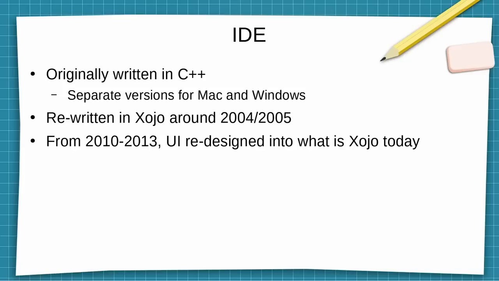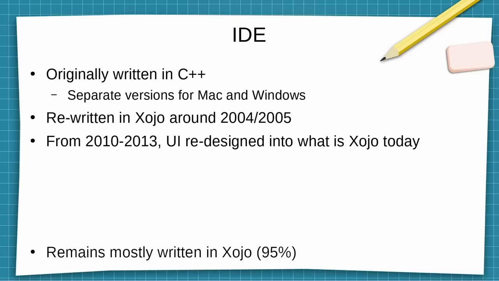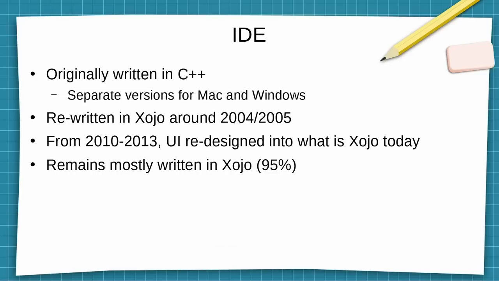Around 2010 or so, work was started on redesigning the UI yet again into pretty much what you see as Xojo today. So the UI has evolved over time, like everything does. And today, the IDE itself remains mostly written in Xojo. And when we say Xojo is written in Xojo, the IDE certainly is the winner in that category, with about 95% of it, by my estimate, written in Xojo itself.